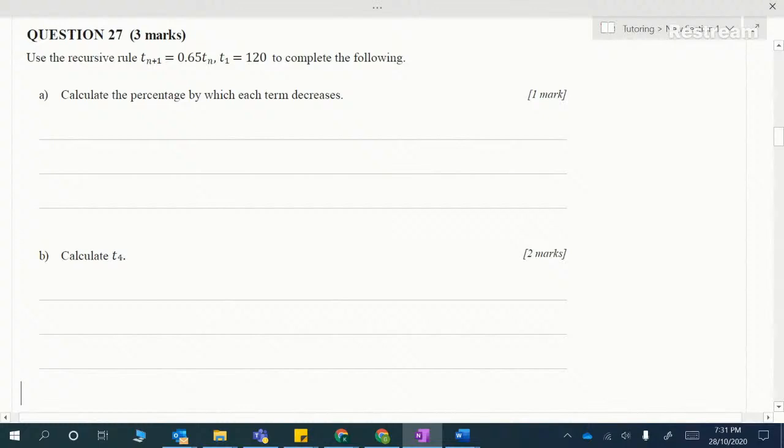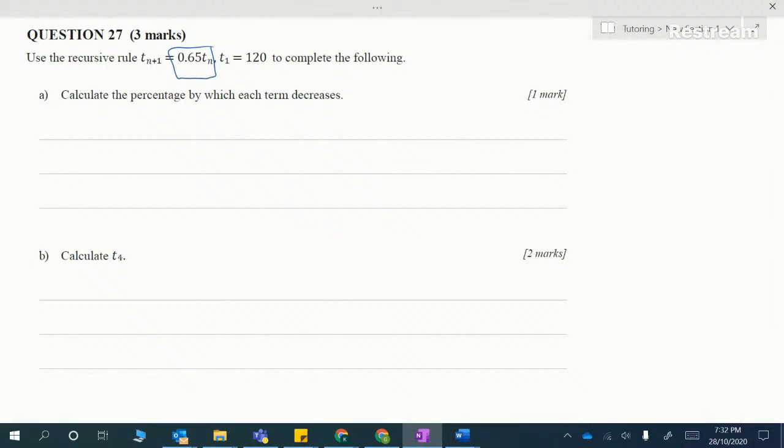Okay, so this one you can tell is a geometric sequence. You can tell that because it's being multiplied. That must be an R. If it's multiply, you know it's geometric. If it's adding or subtracting, you know it's arithmetic. Okay, so since it's multiply, it must be geometric. Now, part A there asks, calculate the percentage by which each term decreases.